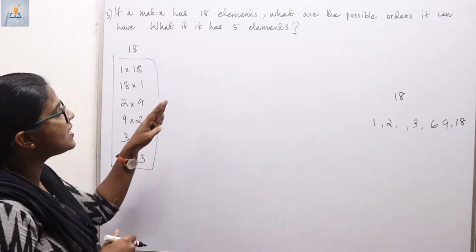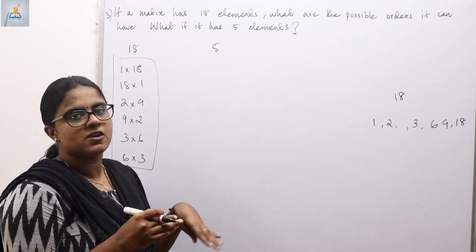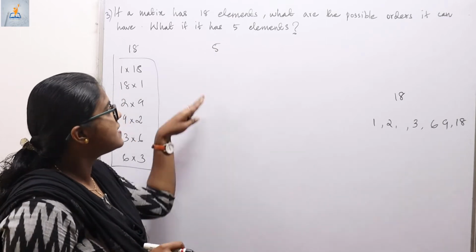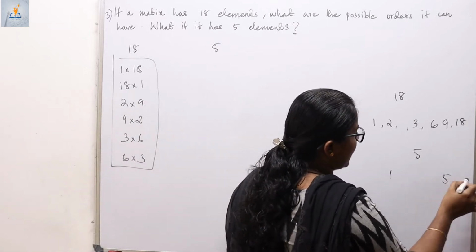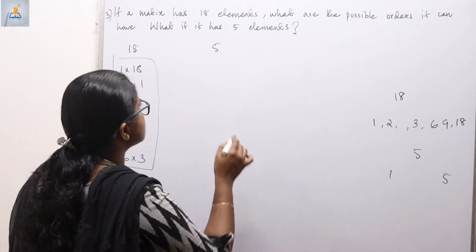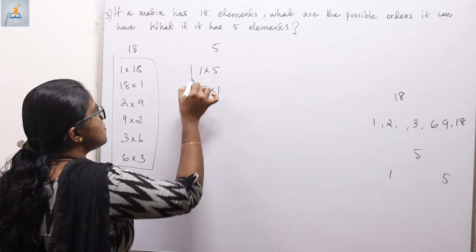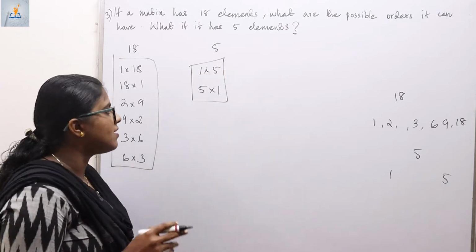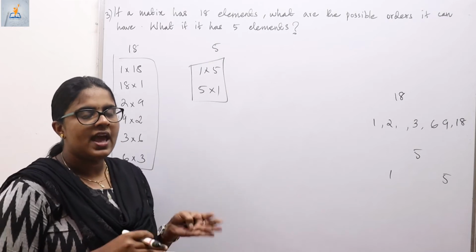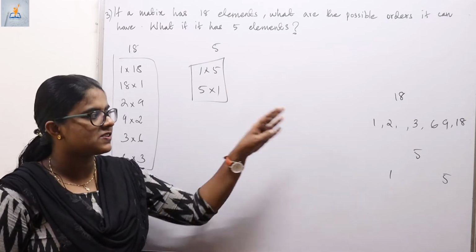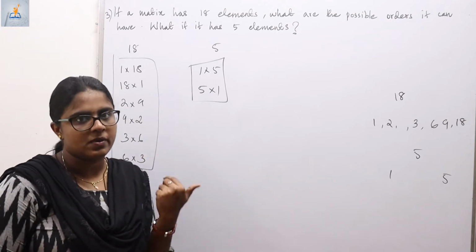Now what about if it has 5 elements? If a matrix has 5 elements, what are the possible orders it is going to have? Since 5 is a prime number, the factors of 5 are 1 and 5. So the possible orders are 1 by 5 and 5 by 1. So this was a question similar to the previous one, and both the questions are quite easy. Just go for the factors of the number of elements and then you will get all the possible orders.